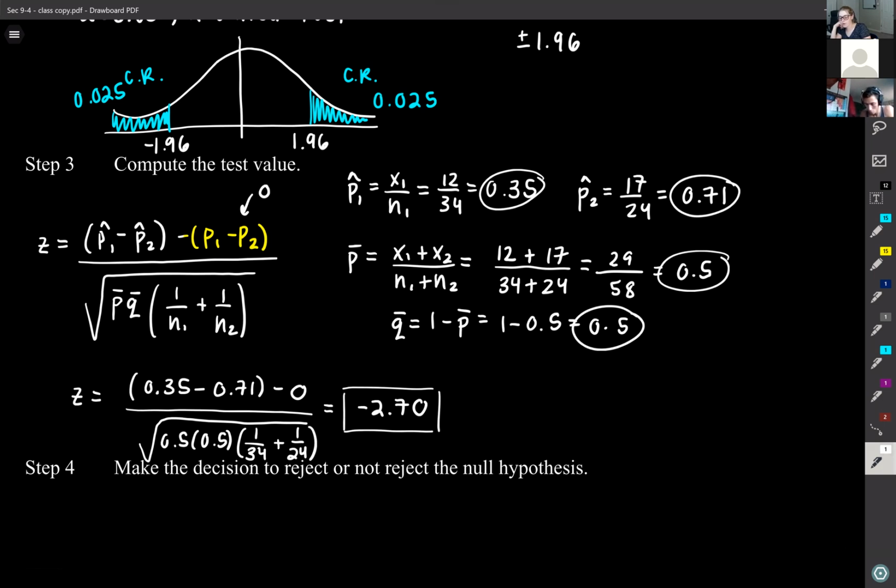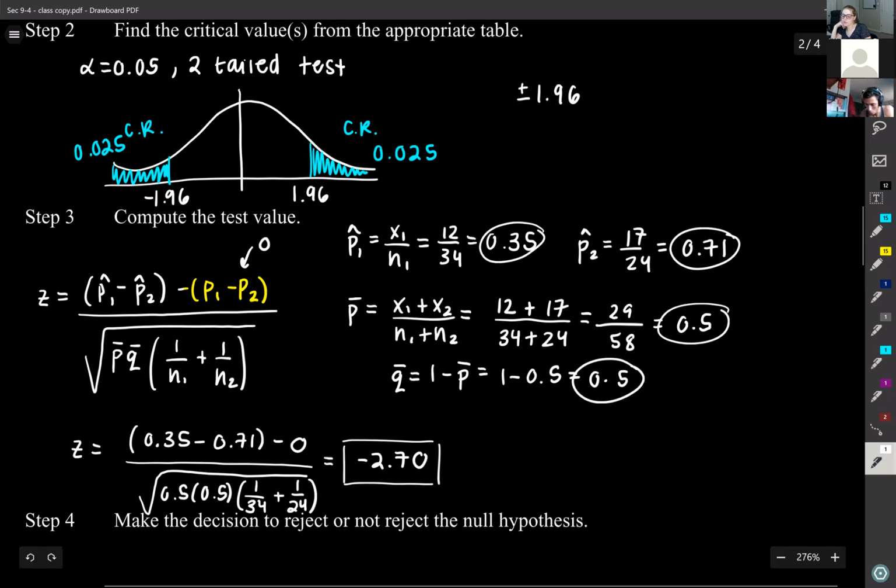Okay, so step 4 is always make your decision to reject or not reject the null. So we're doing that traditional method. So we need to see if our test value falls within the critical region. So what do you guys think? Reject or not reject the null?